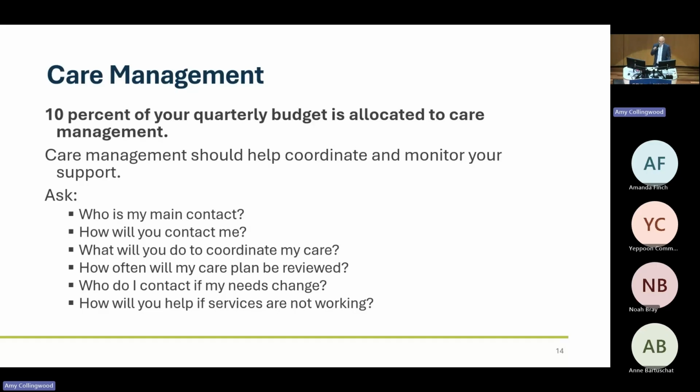The key things to ask about care management is really, who is your main contact, and how will they contact you? Under what method will they give you a call? Will they send you an email? Will they send you a text? How will they contact you?